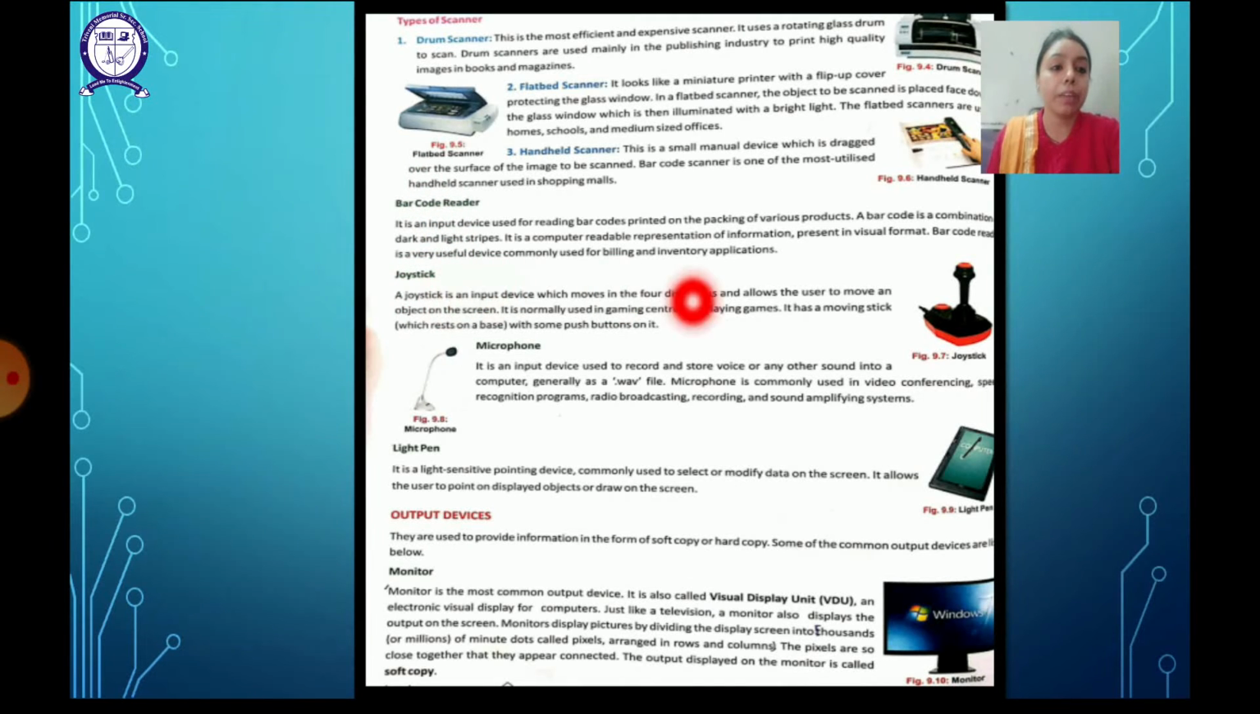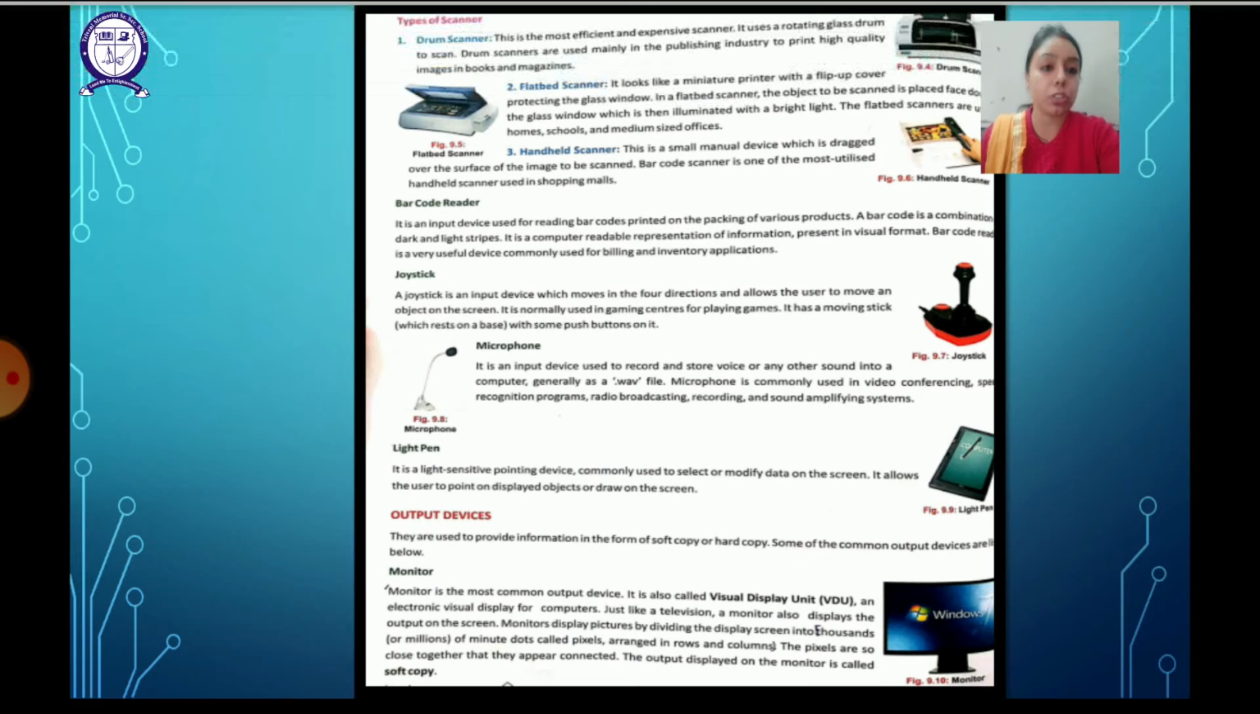Then we have the joystick. This is a joystick. You must have used it when you were a kid. It is an input device which moves in four directions and allows the user to move the objects on the screen. It is mainly used for playing games.